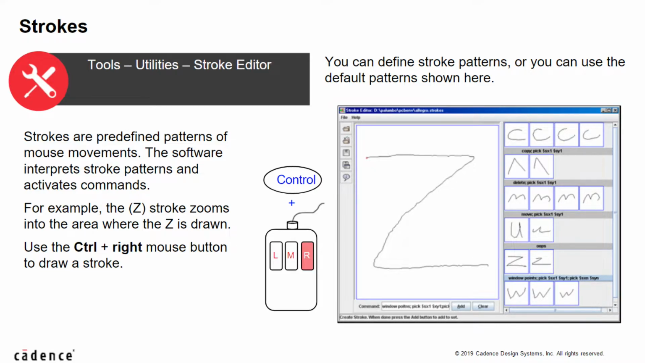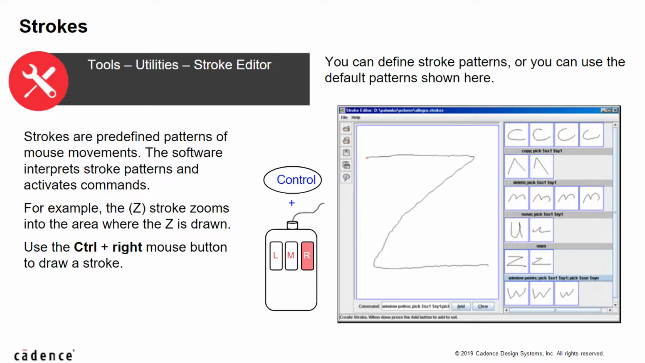The window world stroke can be drawn anywhere in the design window to window out to the entire extent of your drawing. The window points stroke zooms into the area where the Z is drawn. The move, copy, and delete strokes select the object under the first point of the stroke in conjunction with the find filter.